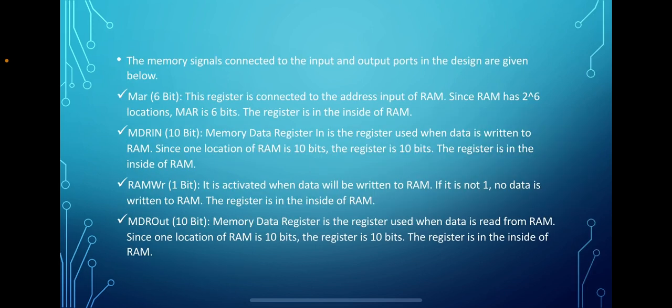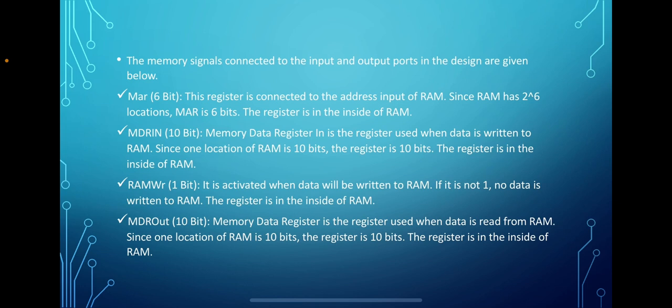The memory signals connected to input and output ports in the design are given below. MAR 6-bit. The register is connected to the address input of RAM. Since RAM has 2^6 locations, MAR is 6 bits. The register is inside of the RAM. MDRIN 10-bit. Memory data register is a register used when data is written to RAM. Since one location of RAM is 10 bits, the register is 10 bits. The register is inside of the RAM.